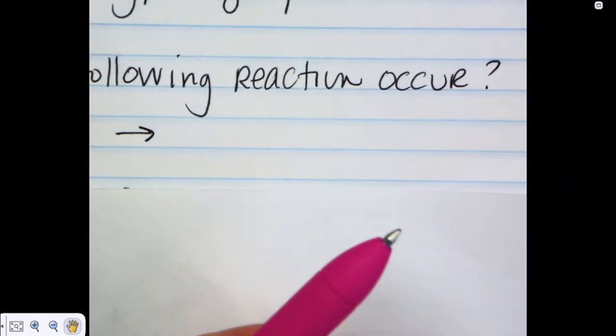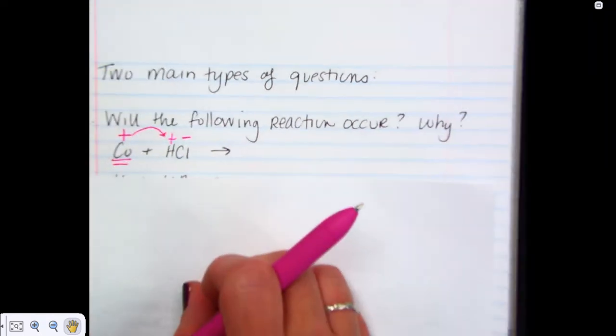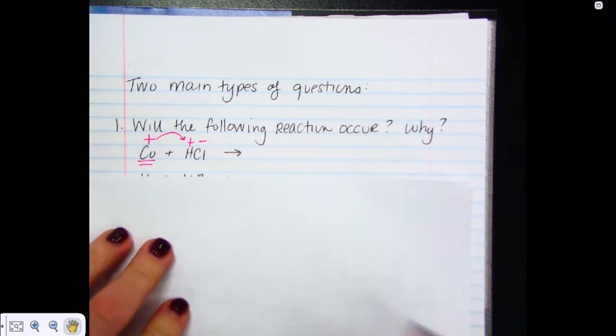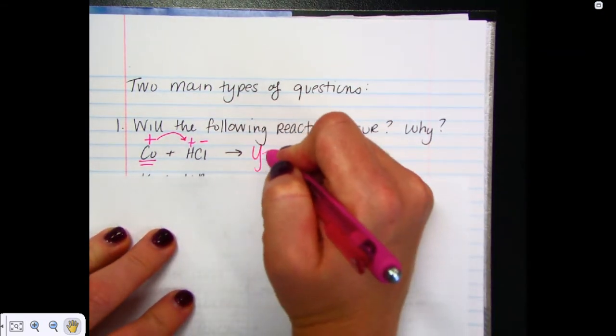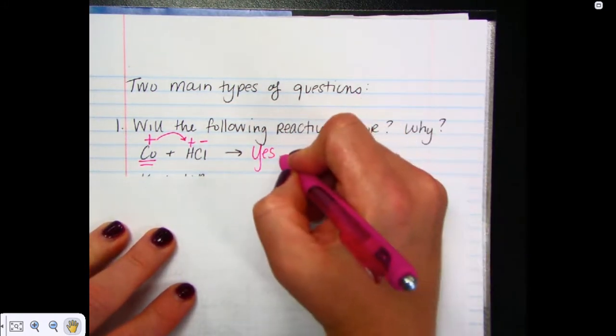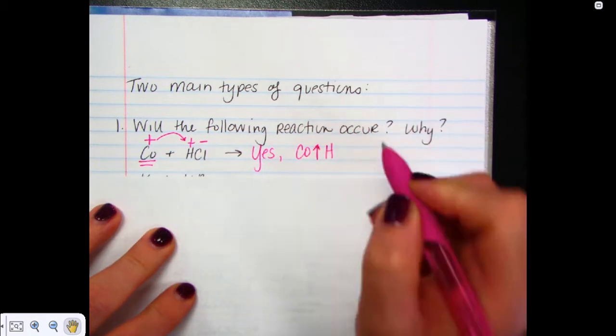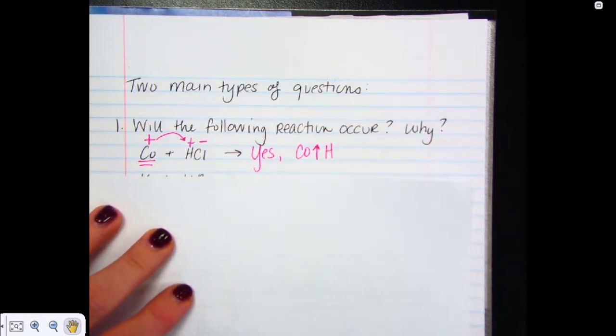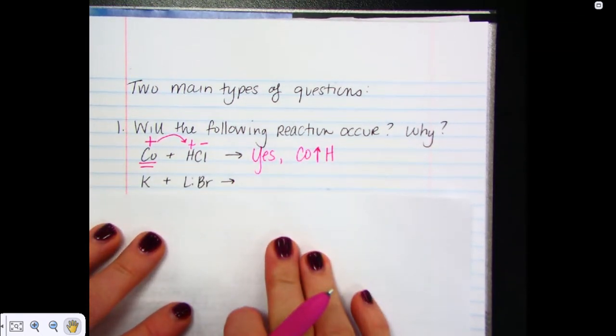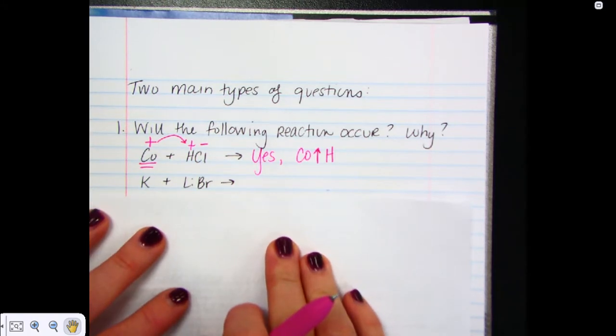So what is my answer then? Will the following reactions occur? Why? Well, yes, this works. And then the why is, tell me their position, because cobalt is above hydrogen. That's it. That's all you're doing. You're telling me why it occurs. Because cobalt's more reactive than hydrogen. It's above it on the list. So this is going to work. All right, let's look at our next example.